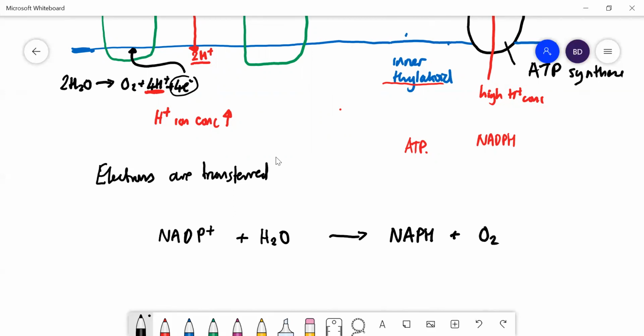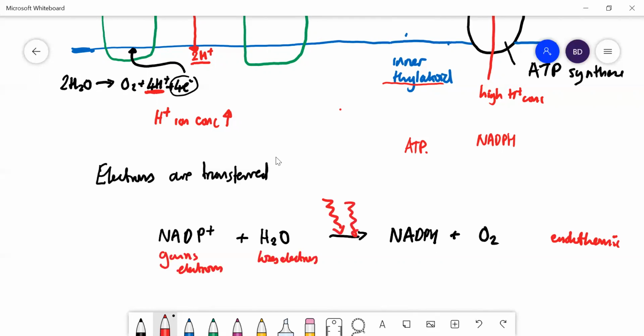That equation is not balanced. Don't worry too much about that. But the important thing is the electrons are passed from the water. It loses electrons, and this gains electrons. Now that reaction, if you've got water and NADP+, there's no way they would react together, because this reaction is very endothermic. The reason why it can happen, of course, is because you get the input of photons. The photons carry energy into the system, and that's through photosystem 2 and then through photosystem 1.